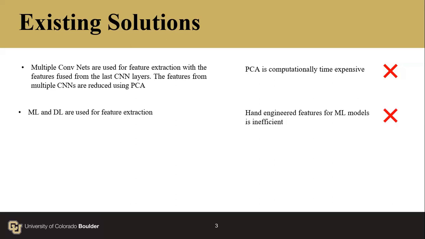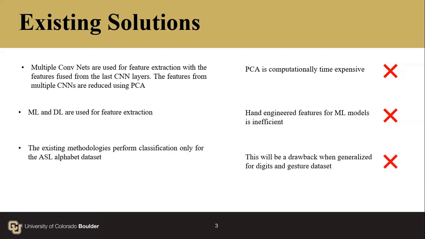In the second approach, machine learning and deep learning algorithms are used for feature extraction. And as we all know, machine learning requires that we provide handcrafted features, which is time consuming and can cause errors. And most of the solutions available today make use of the alphabet data set for training and evaluation. This is a drawback because generalization to other kinds of data sets like digits and gestures will not lead to good results.